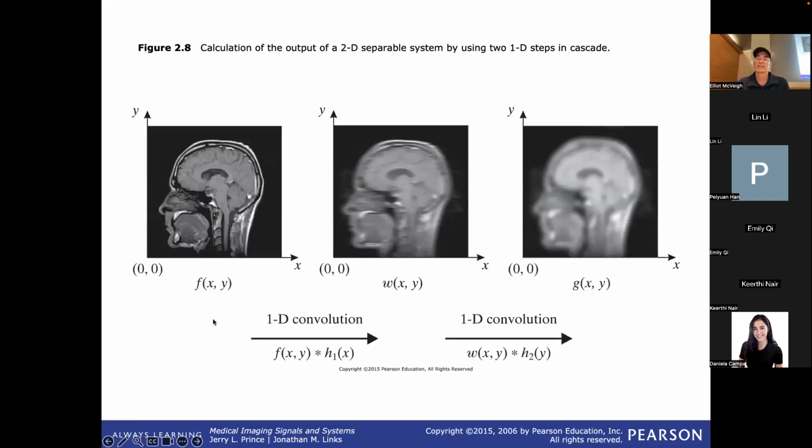So let's look at the result of 1D convolutions on an example picture. This is a really nice MR picture of a brain. This is probably from 30 years ago. This is what you would get.